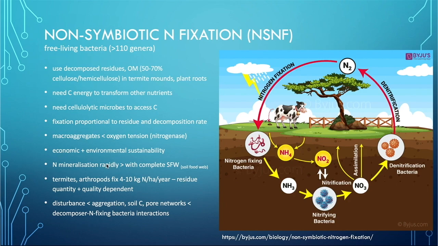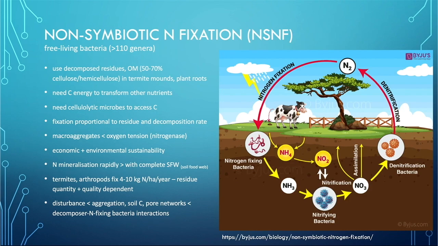Nitrogen mineralization rapidly increases with complete soil food web organisms being present, where the whole system functions when a structure is present. And termites and arthropods that are allowed to stay in the soil as a result of not removing them through tillage fix up to 10 kilograms of nitrogen per hectare per year. That's free delivery of nitrogen to your plants without having to fertilize. And that is dependent very much on the residue quality and quantity.